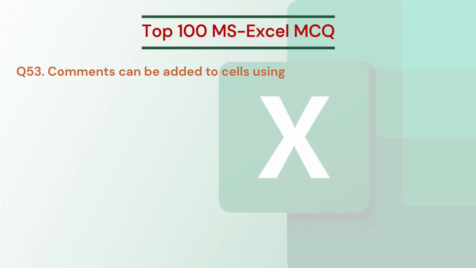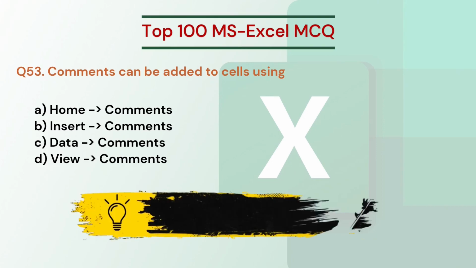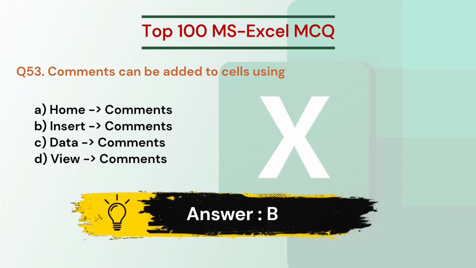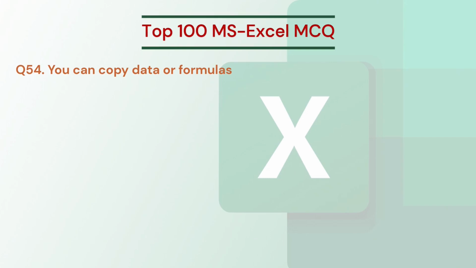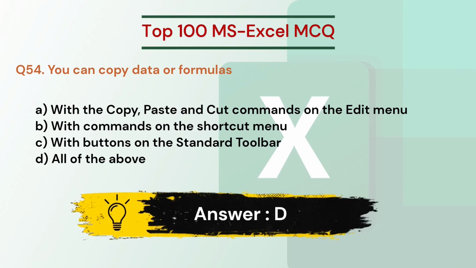Comments can be added to cells using A. Home and comments. B. Insert and comments. C. Data and comments. D. View and comments. Correct answer is B. Insert and comments. You can copy data or formulas. A. With the copy, paste and cut commands on the edit menu. B. With commands on the shortcut menu. C. With buttons on the standard toolbar. D. All of the above. Correct answer is D. All of the above.